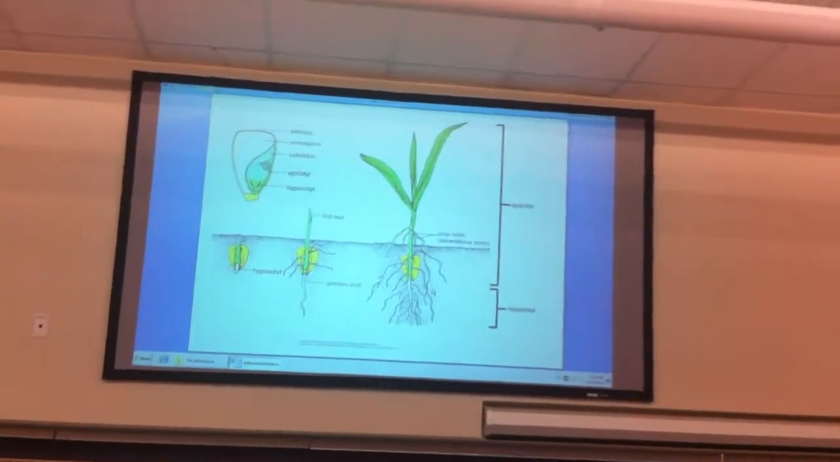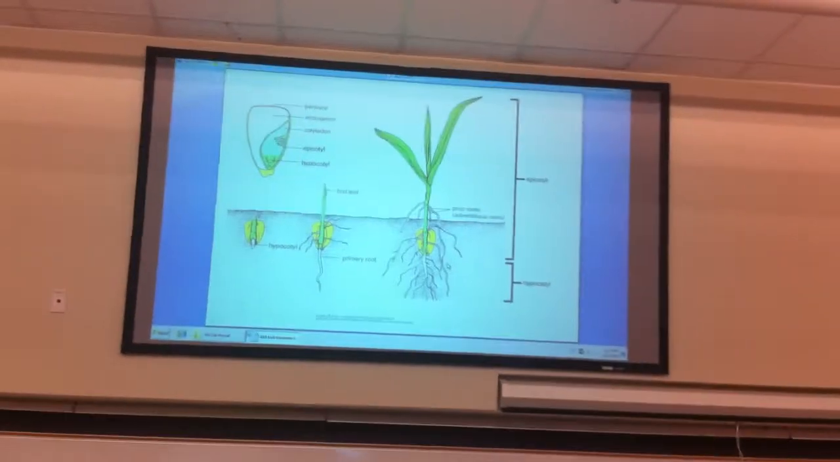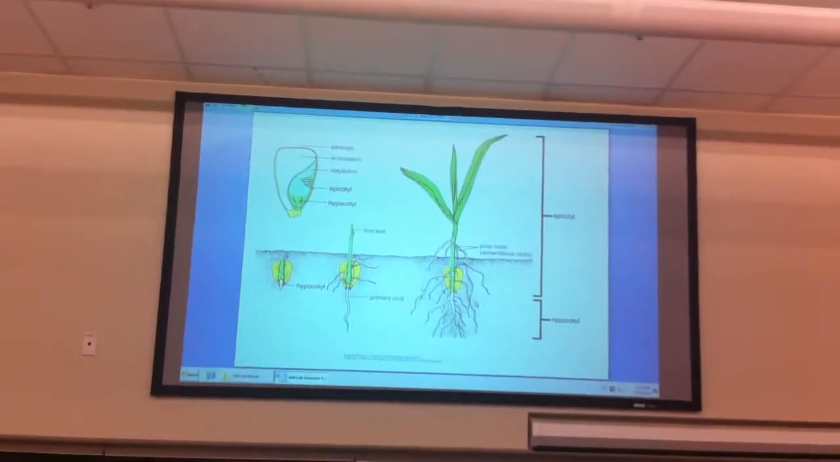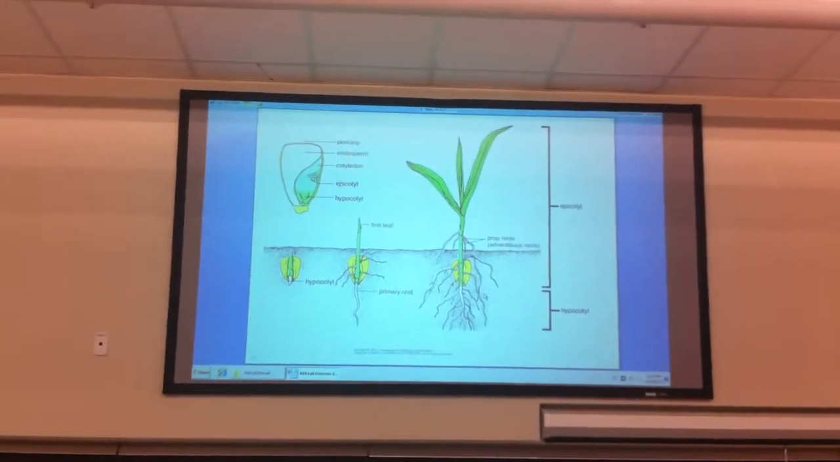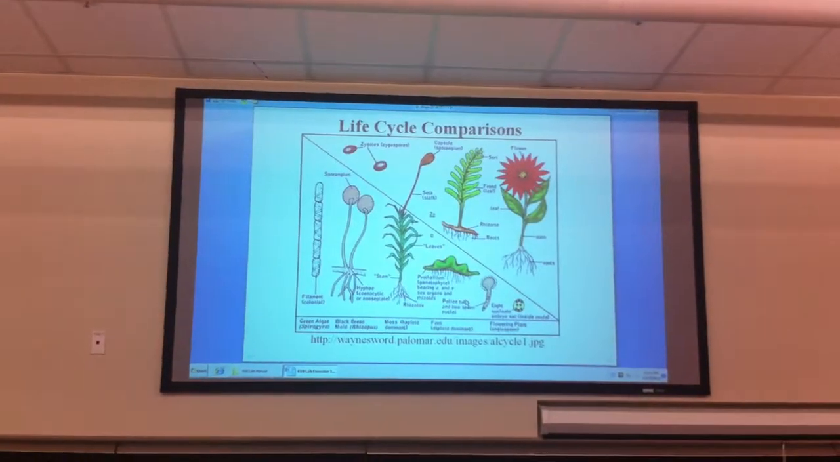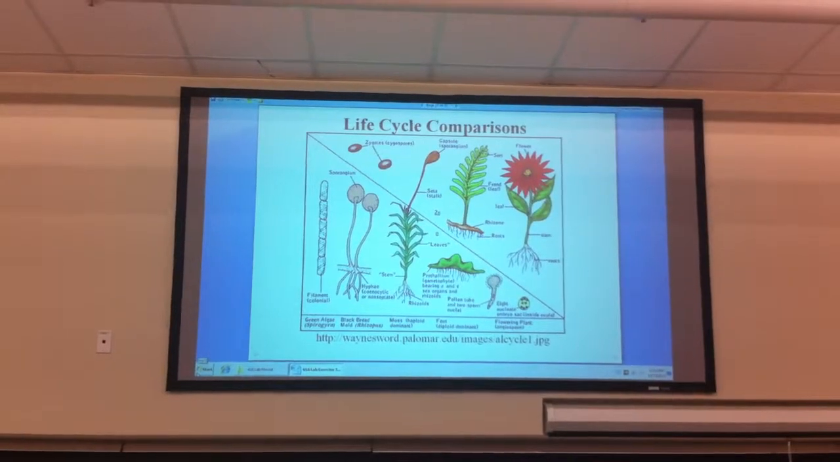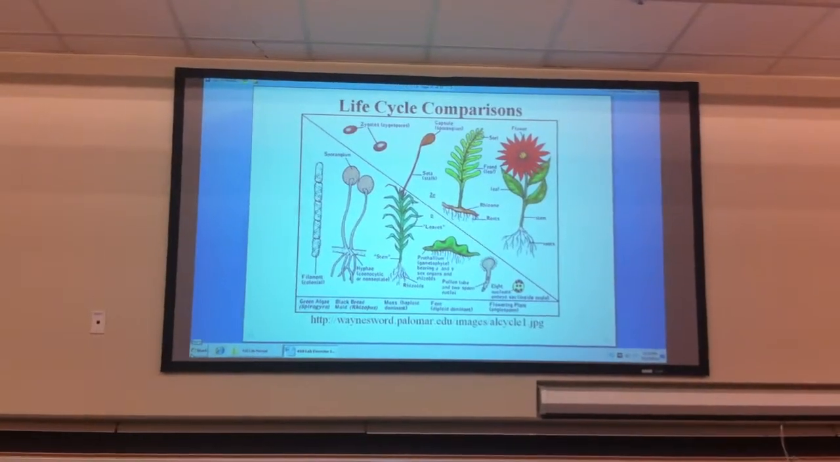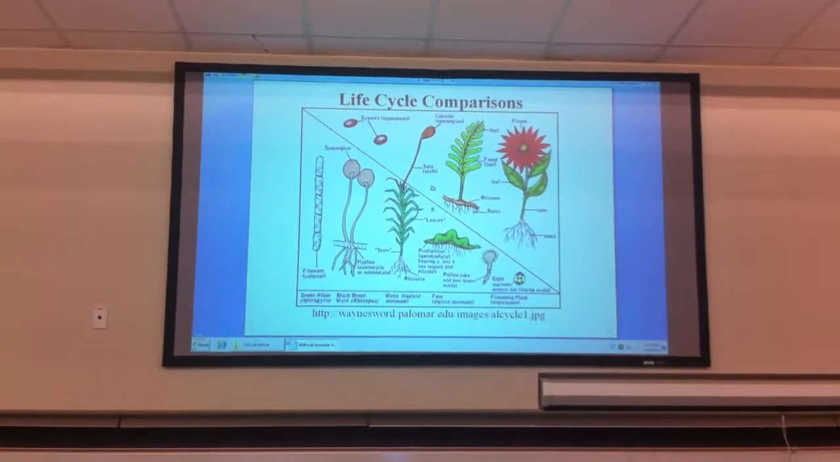If you go back to the earliest plants, you could see the gametophyte providing energy to the sporophyte. But what happens, if you go back to this diagram, when the flowering plant's gametophyte down here is so small? That thing got no energy.